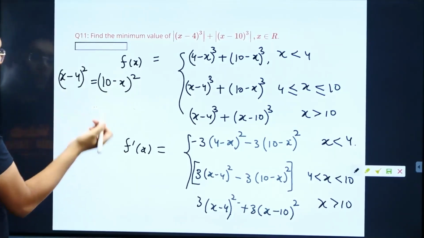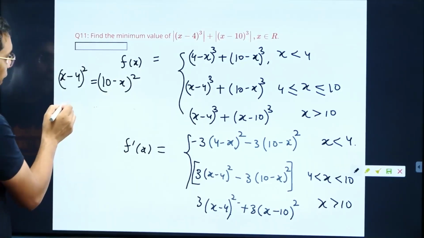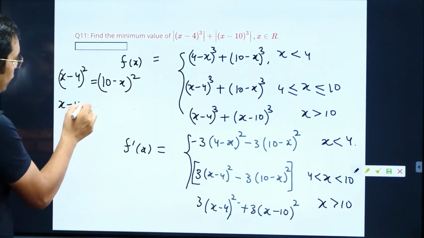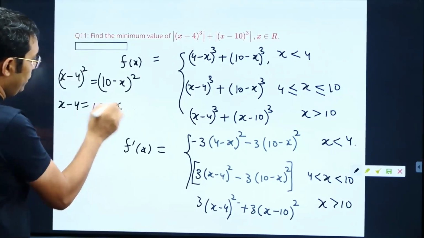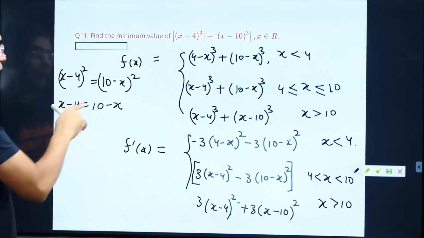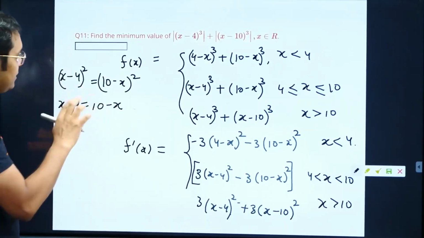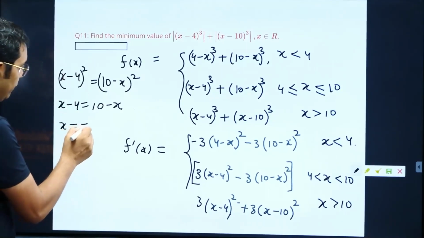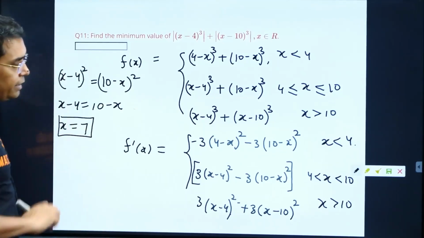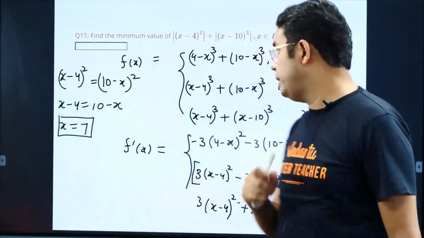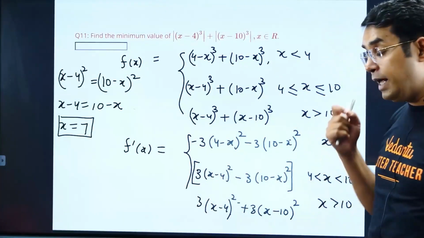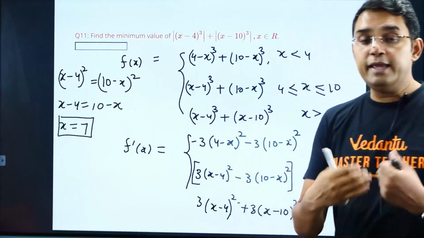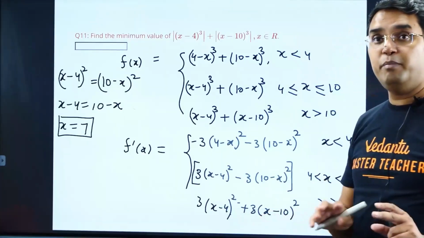Open the brackets, the x square term will cancel. In fact, you can write directly x minus 4 is equal to 10 minus x, because otherwise with x minus 10, x will get cancelled and you will get no solution. Here x will be equal to 7, you can check. So it looks like there is just one point where the derivative will be equal to 0, and that is the probable point of minima.